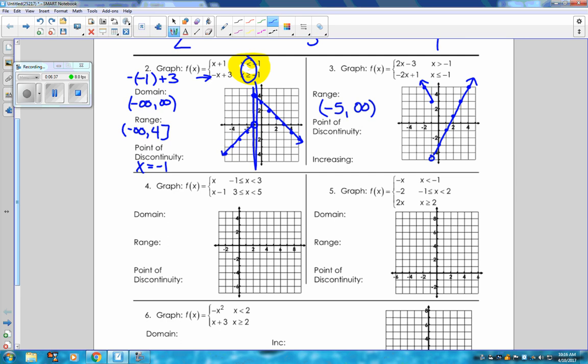What's my point of discontinuity? X equals -1. At what point is my graph increasing? -1 to infinity. When we're listing increasing and decreasing, we state the x values.